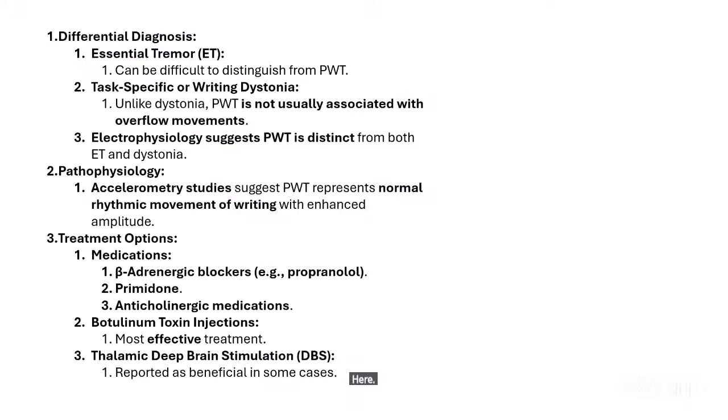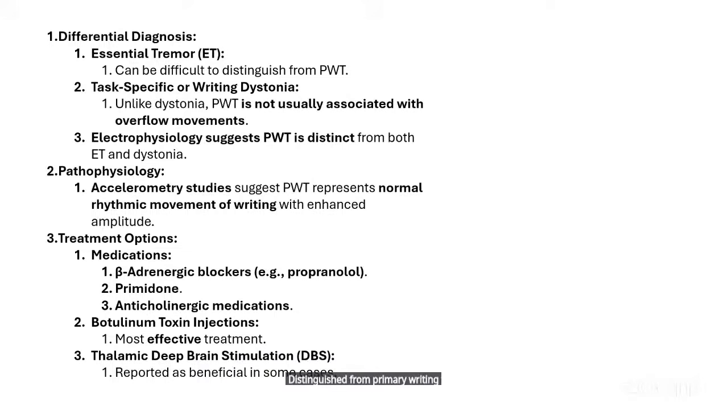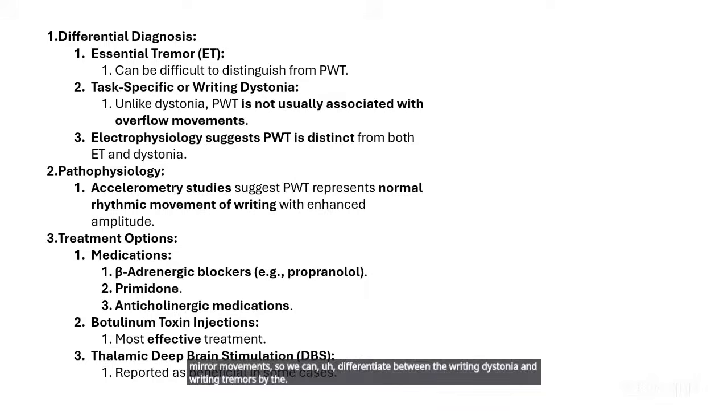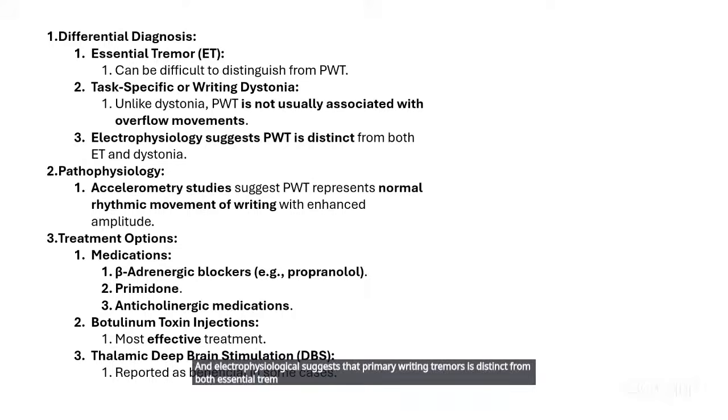Now the differential diagnosis of primary writing tremor is, one, essential tremor, which is very difficult to distinguish from primary writing tremor. Second is task-specific or writing dystonia. Unlike dystonia, primary writing tremor is not associated with overflow movements or mirror movements. So we can differentiate writing dystonia from writing tremor by these two findings, overflow and mirror movements, which are usually seen in dystonia patients. And electrophysiology suggests that primary writing tremor is distinct from both essential tremor and dystonia.